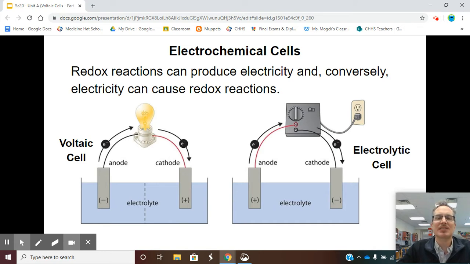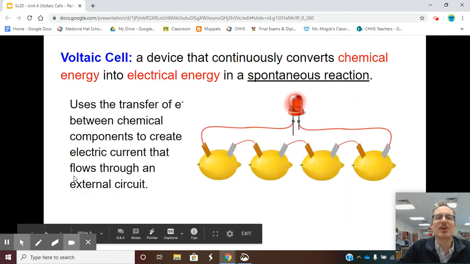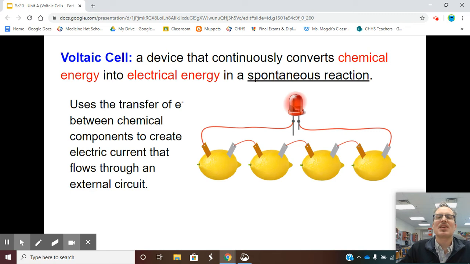We can think of this as a perfect example of a battery. Batteries have chemicals inside and they naturally produce electricity. So let's move on to the next slide. So when we use the word voltaic device, this is a device that continuously converts chemical energy, the chemicals inside, let's say a battery, into electrical energy, something I can use to power my remote control, power my electrical little car. Okay. The key to this is it's got to be spontaneous.